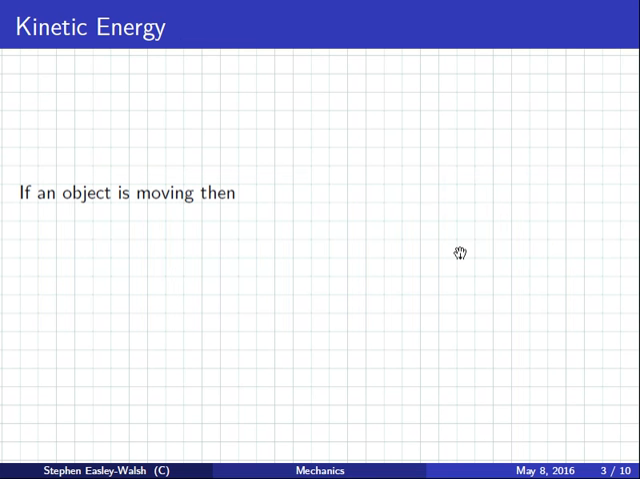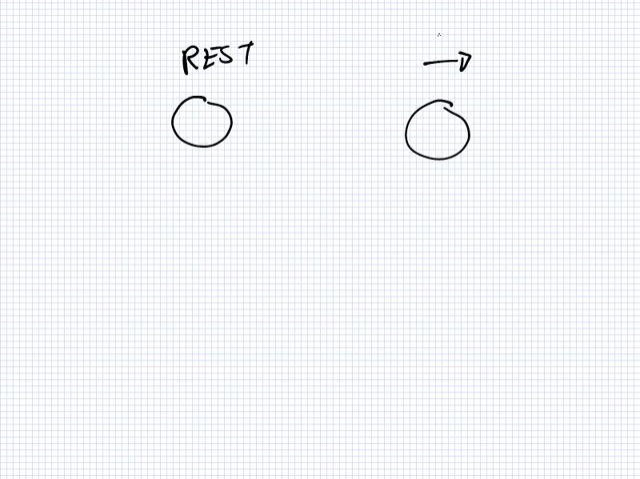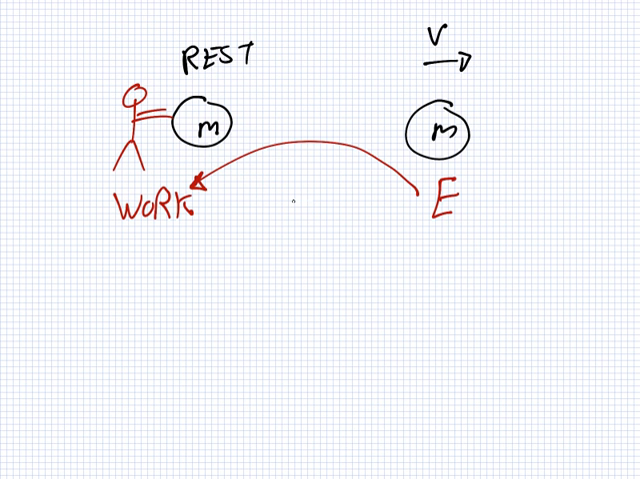If an object is moving, then it has kinetic energy. And this energy is from some work being done on the object. So the kinetic energy is the work done to give it that energy. What I mean is, if this is at rest, not moving, and then it is moving with speed v and its mass m, then something must have done work to it. They pushed it. So this now has energy. It got its energy from the person doing work. So in other words, the work done equals the kinetic energy.